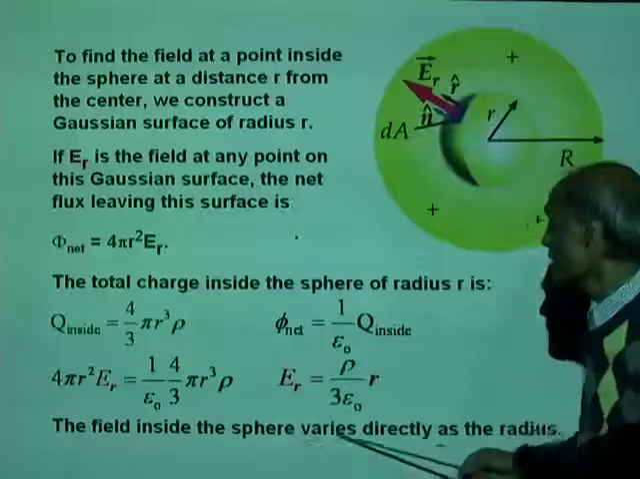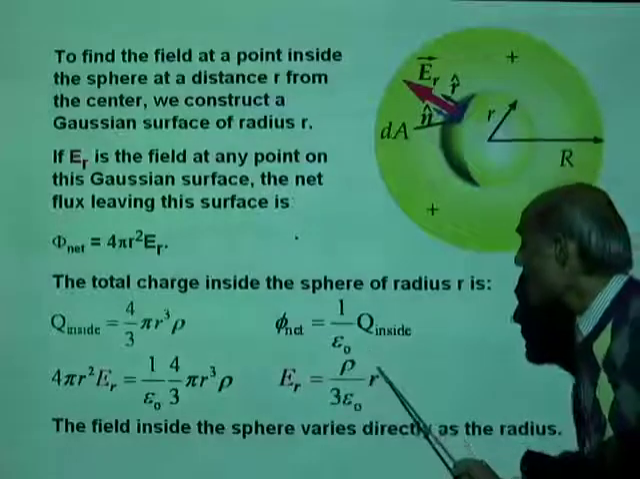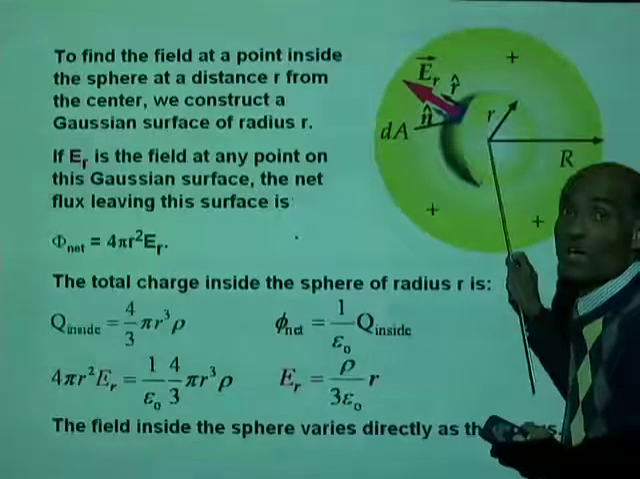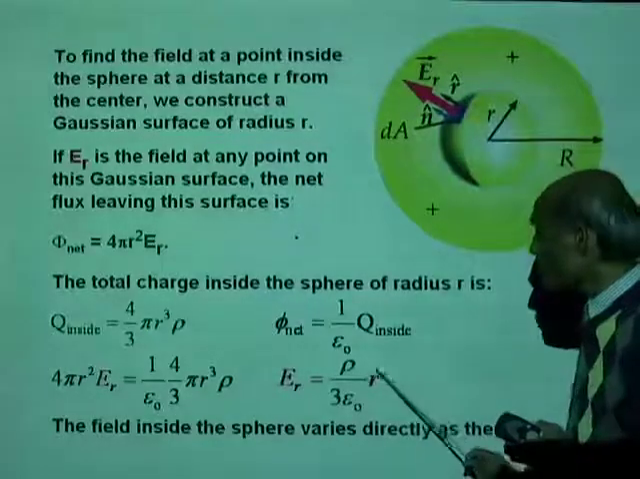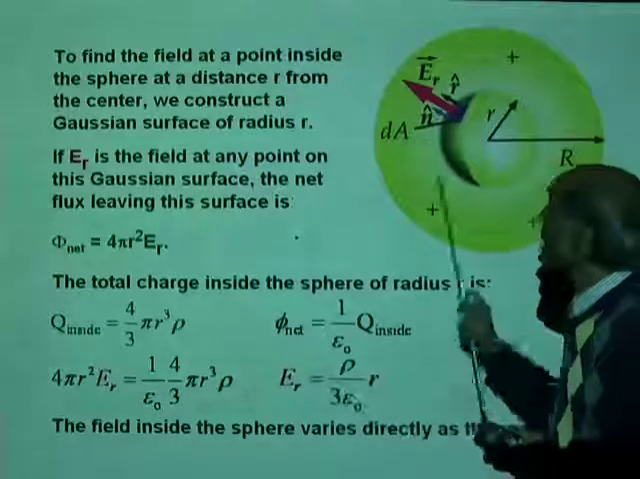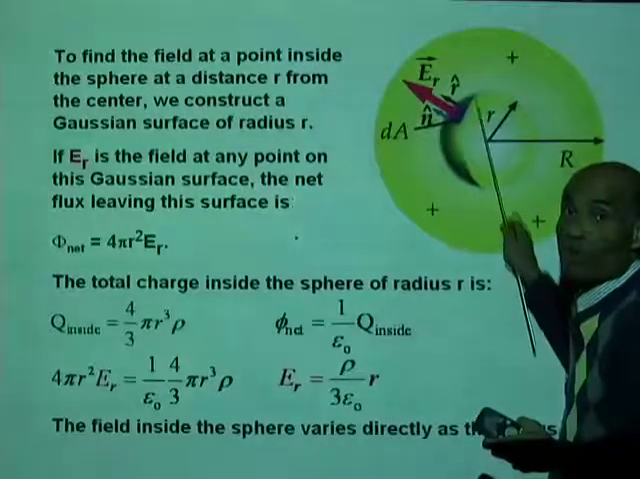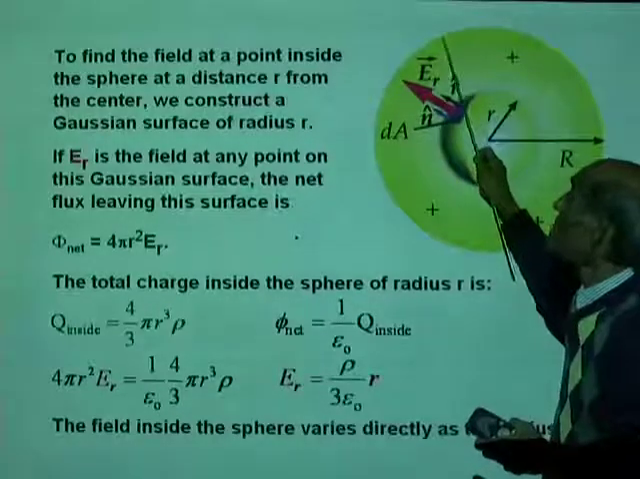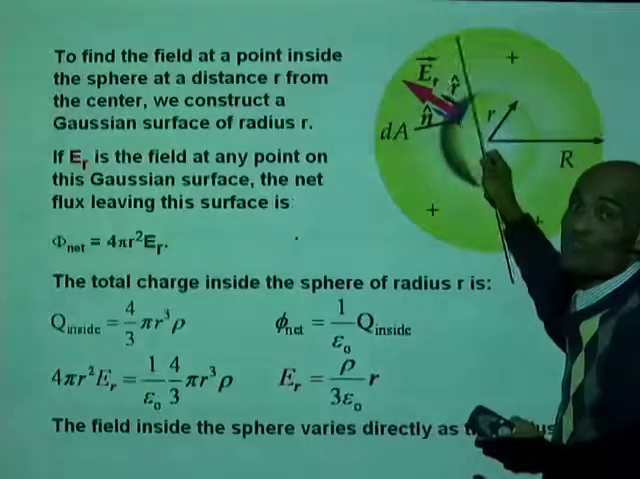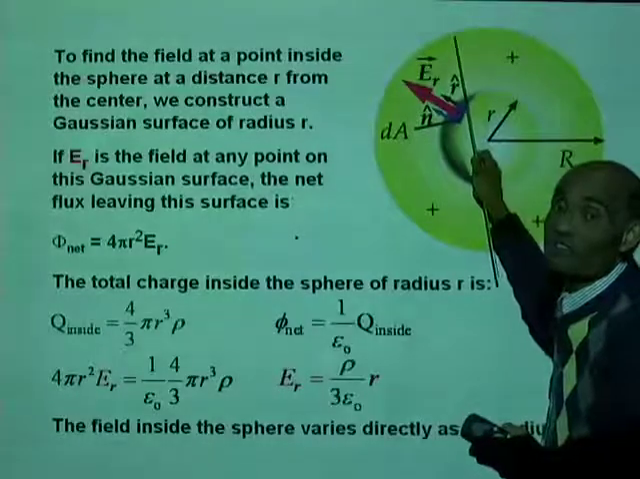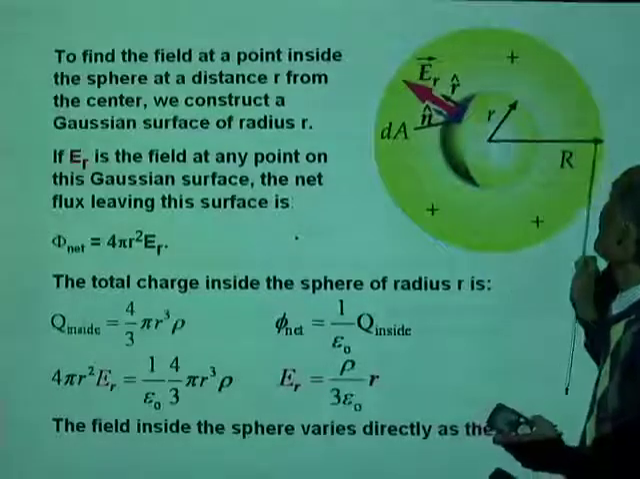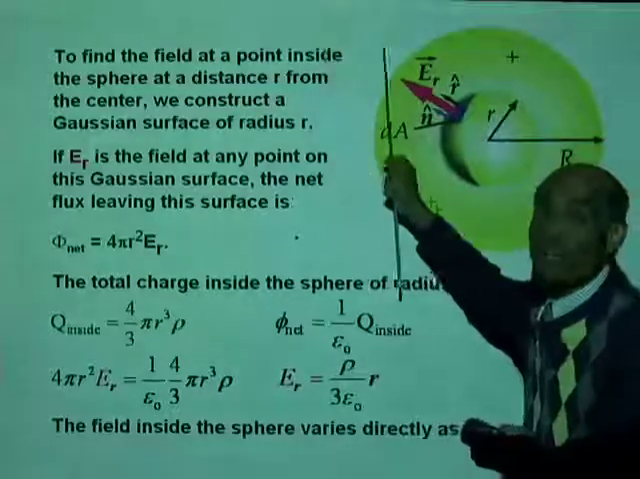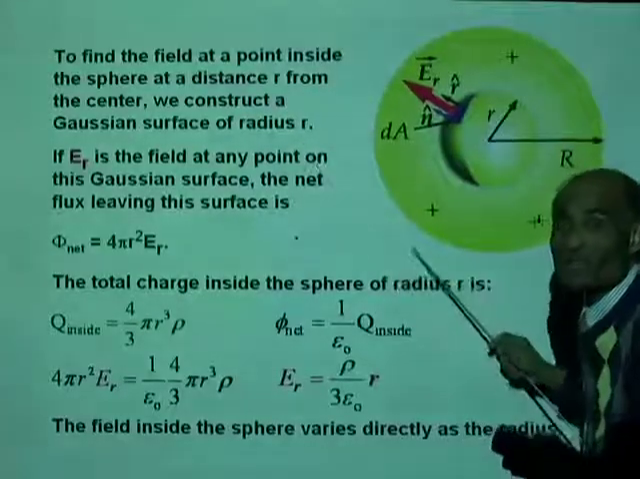Now the field inside the sphere varies directly as r. What does that mean? That means inside the sphere, the electric field at the center is 0. When this r is 0, the electric field is 0. And as you move away from the center, the electric field increases. The electric field is the maximum at the surface of the sphere. What is the electric field at the surface? kQ over the square of the radius. And now if you go outside the sphere, the electric field will decrease.